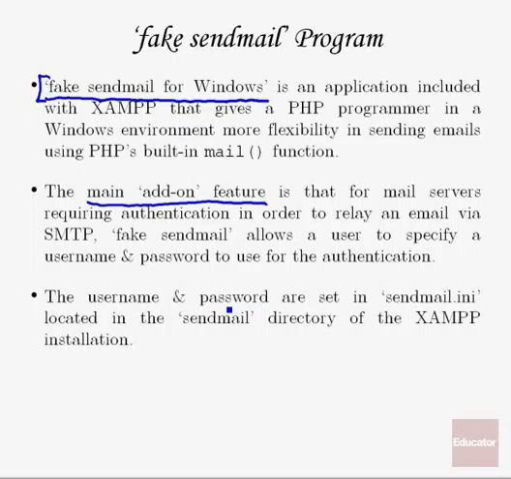The username and password that you provide to your SMTP server gets configured in a file called sendmail.ini, which is in the SendMail directory of the XAMPP installation. That configuration file is how you tell this Fake SendMail program how to connect to your SMTP server. You specify the name of the server, for example smtp.roadrunner.com or .net, and then you provide the username and password your ISP provider has given you in order to authenticate yourself to that server.